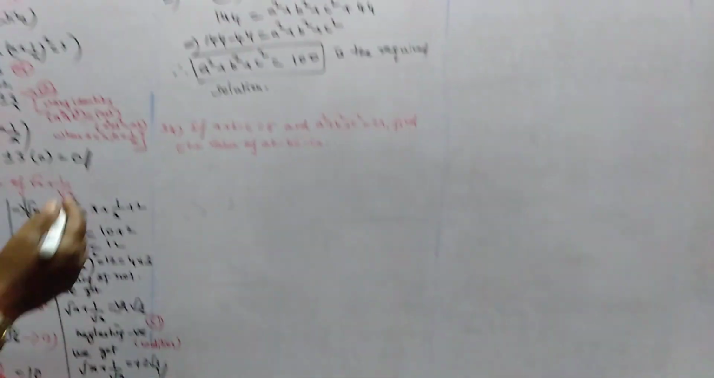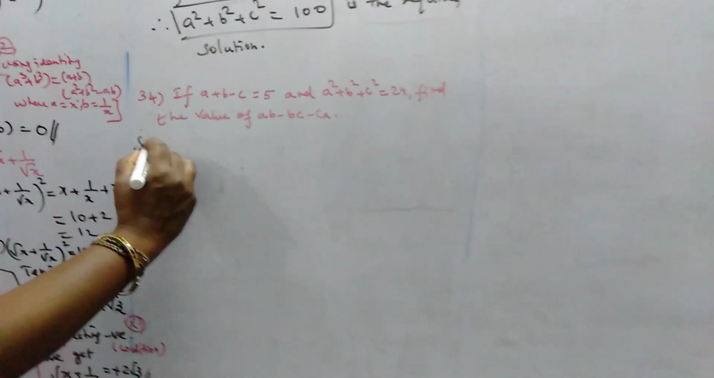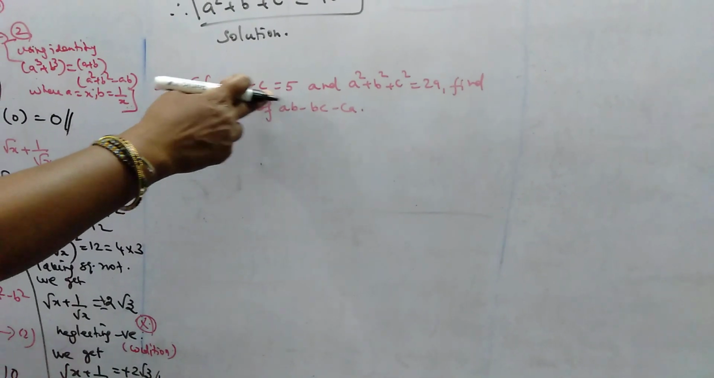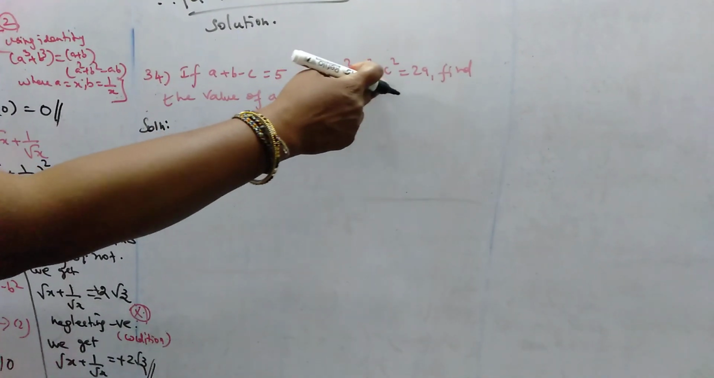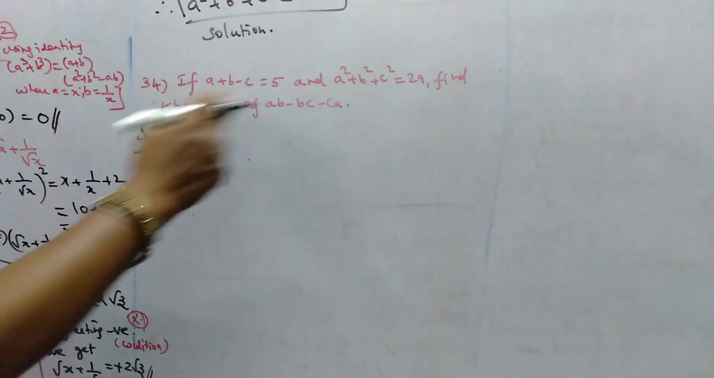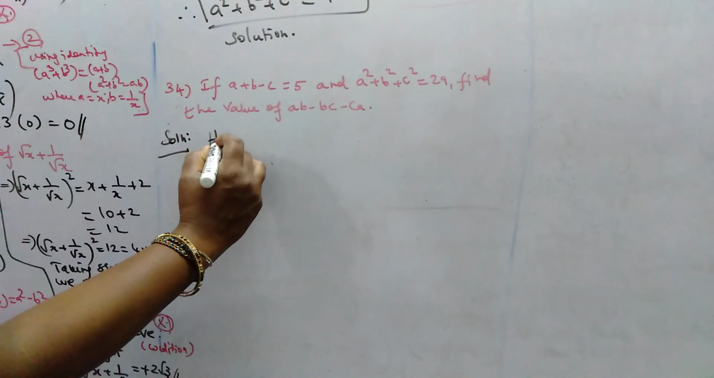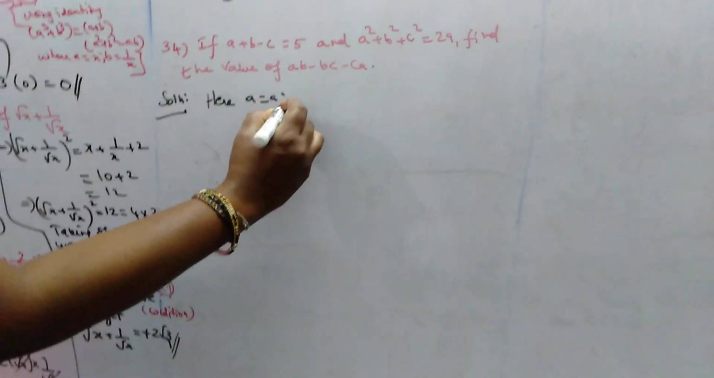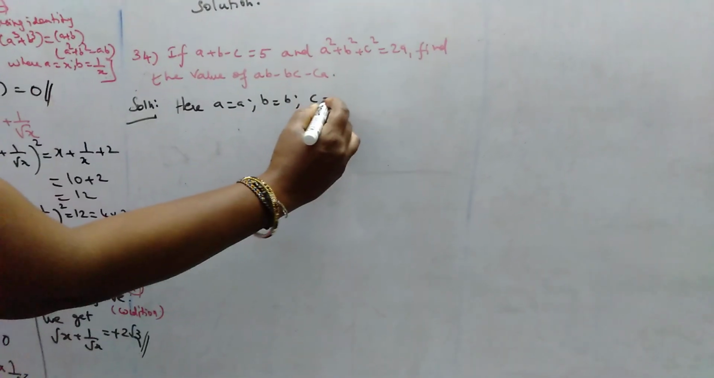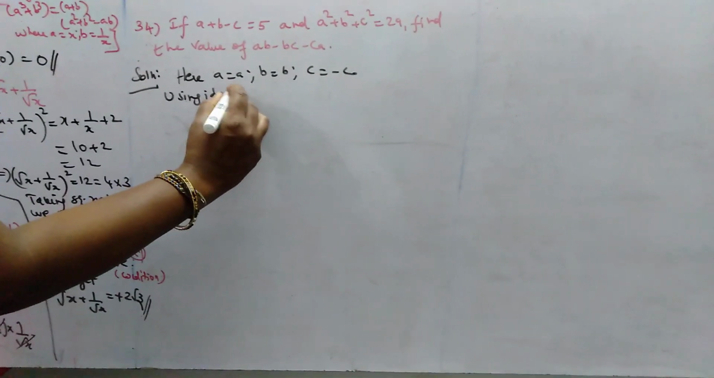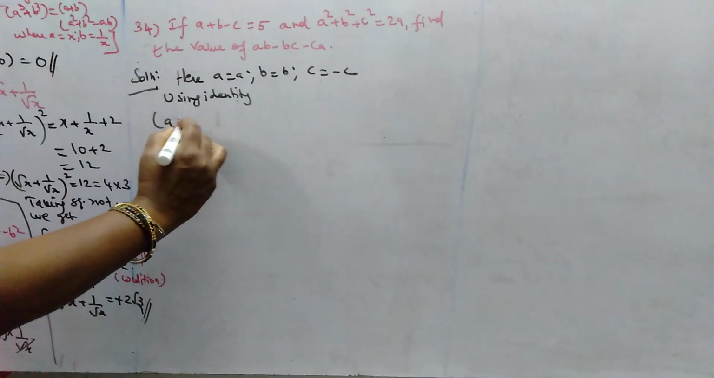Same like that we are going to solve here. Here, this is also, that is question number 34. If a plus b minus c equals 5 and a square plus b square plus c square equals 29, we have to find the value of ab minus bc minus ca. Okay. Here, a equals a, b equals b and c equals minus c.